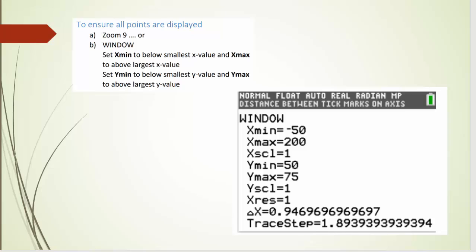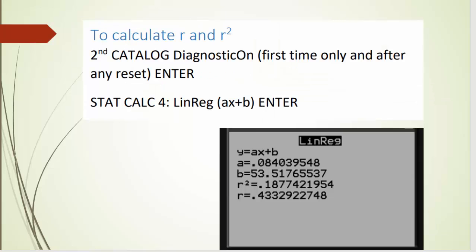To make sure that all the points are displayed on the screen of your calculator, press zoom 9. If that doesn't work, press window and select the minimum and maximum values for your x-axis as per your numbers, and the minimum and maximum values for the y-axis, again as per your numbers, with the response variable for the y numbers and the explanatory variable for the x numbers. The first thing you're going to get out of that, apart from the graph, is the values of r and r squared and the equation y equals ax plus b.